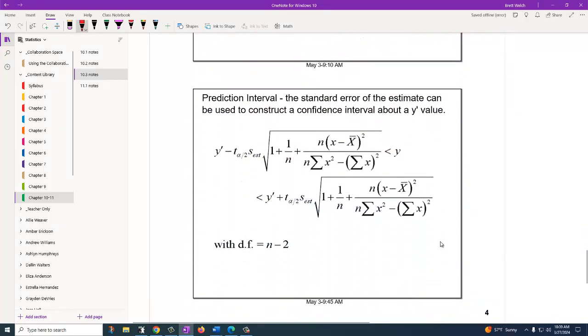The last thing is the prediction interval. The standard error of the estimate can be used to construct a confidence interval about the y prime. It's essentially a t-test, and then there's an S estimate. We can throw all of these numbers in, and there are ways to do this with technology. We're not going to do that in this class, but there is a way to build a bubble around what we expect the actual y value to be. Because we know that these are estimates, we can say, hey, we're 98% confident that it's between these two numbers.